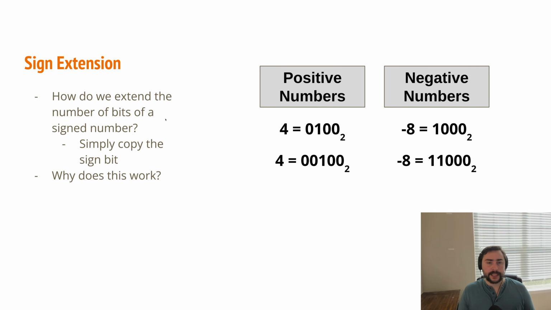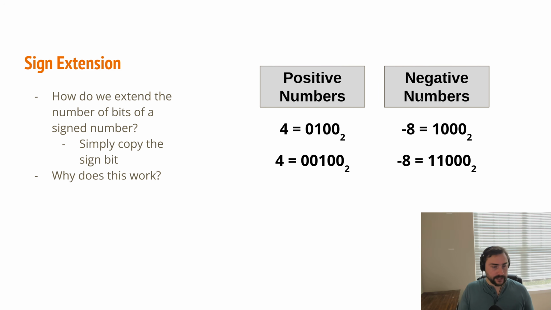So how do we extend the number of bits of a signed number? Well, it's pretty simple. It works the exact same way for both our positive and our negative numbers. All we need to do is continuously add the most significant bit, or rather the sign bit. We just copy whatever that bit is, however many times we need. So for example, with our positive numbers, going from 4 bits to 5 bits, if our most significant bit is a 0, we just copy the 0 one time.